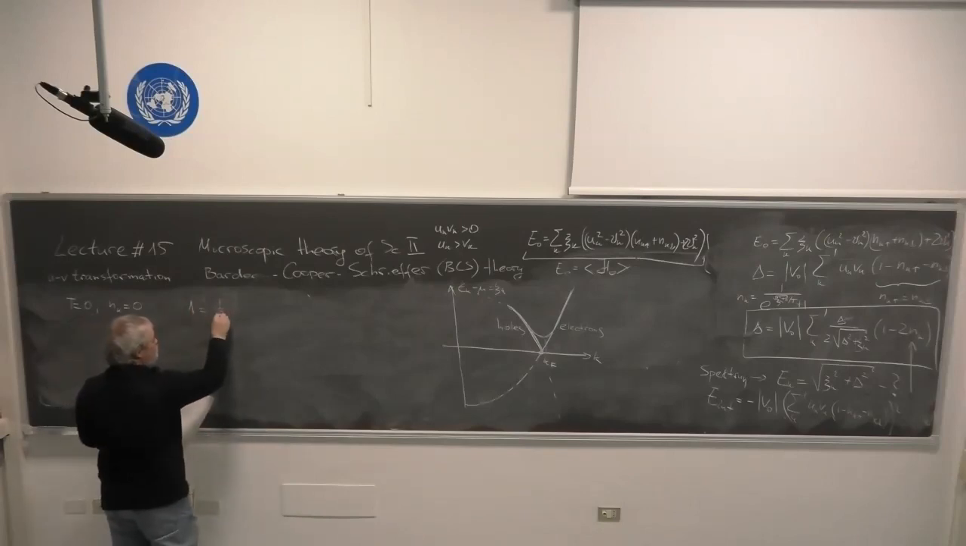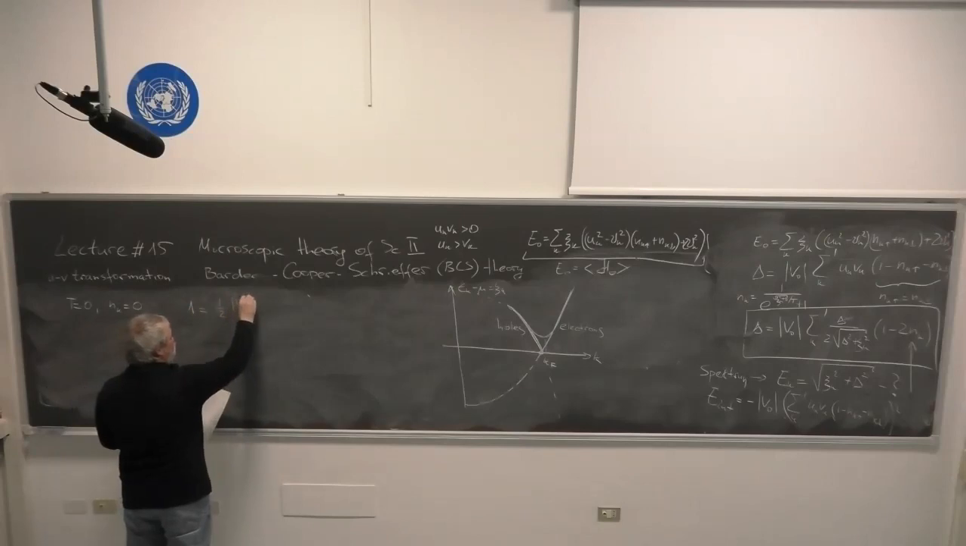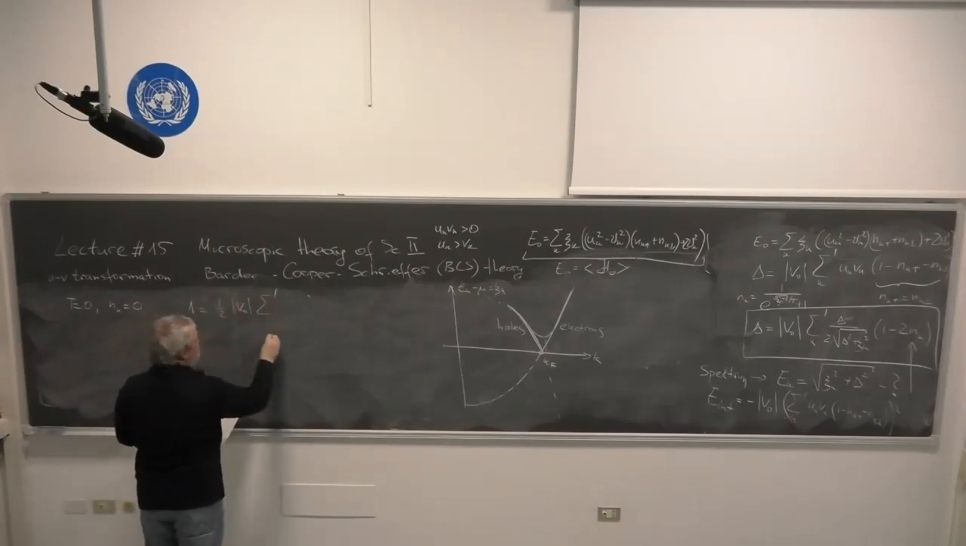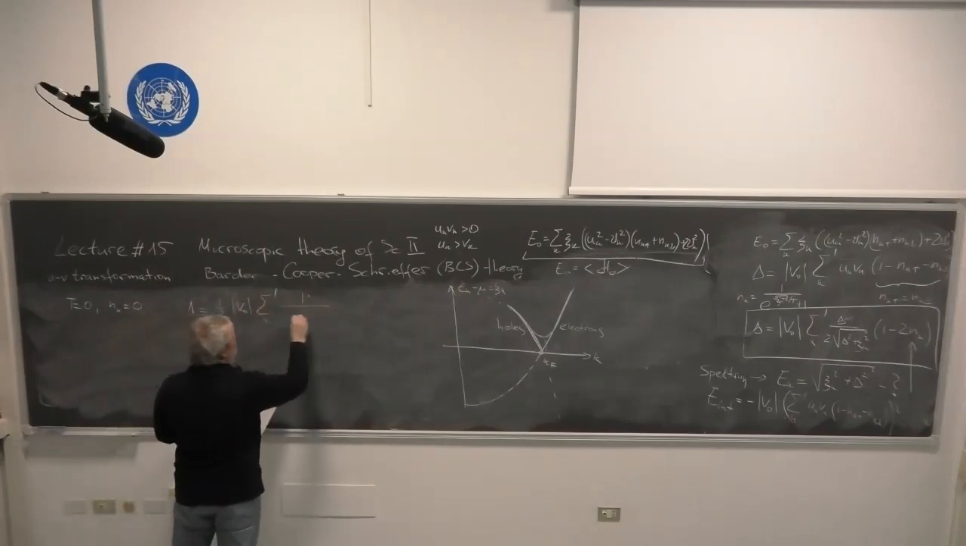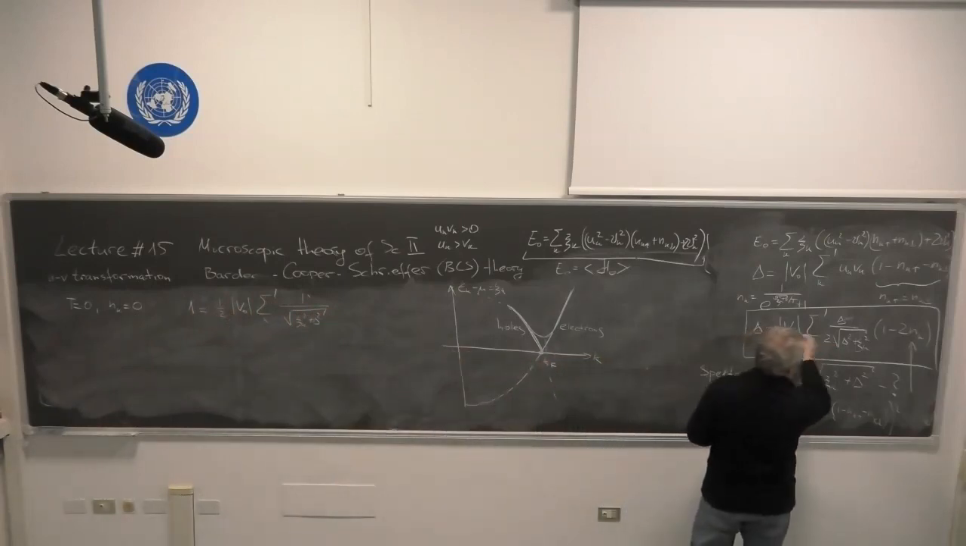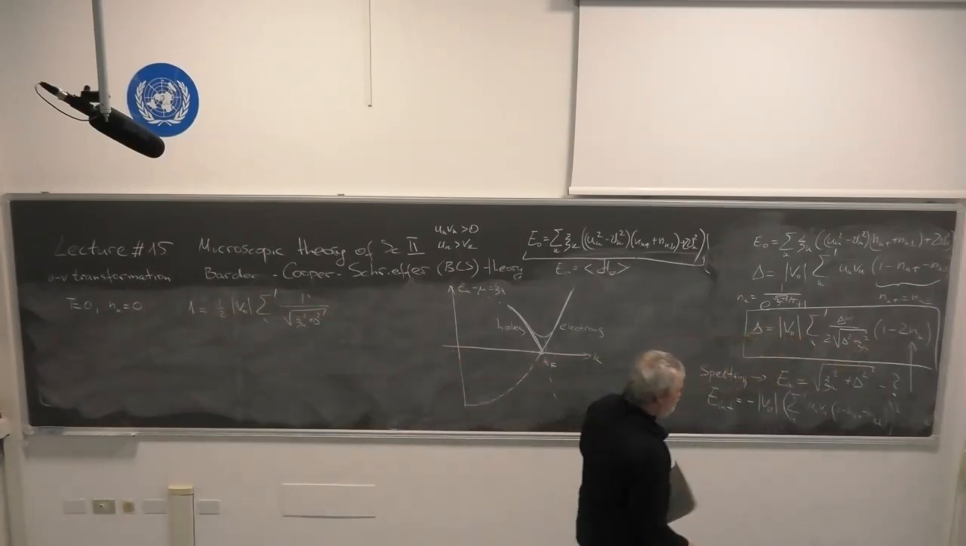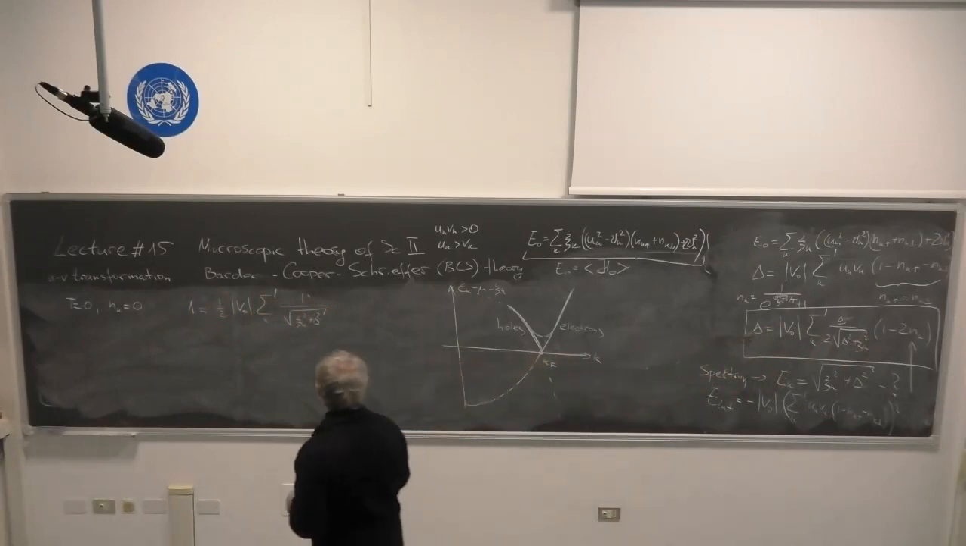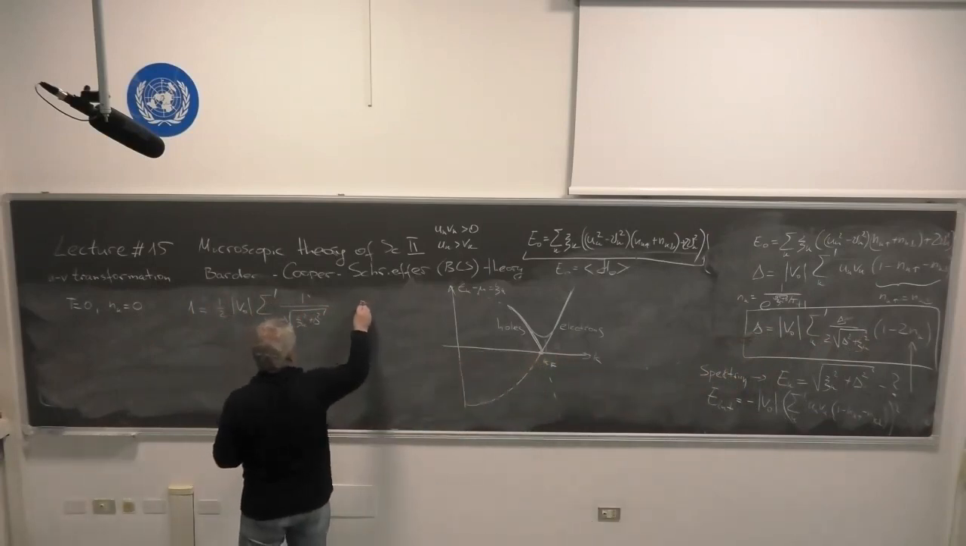1/2 modulus V naught, sum prime over k, 1 divided by square root of psi k squared plus delta squared. So 1/2 comes out of here. The Fermi distribution function is 0. This is the BCS equation at temperature equal to 0.